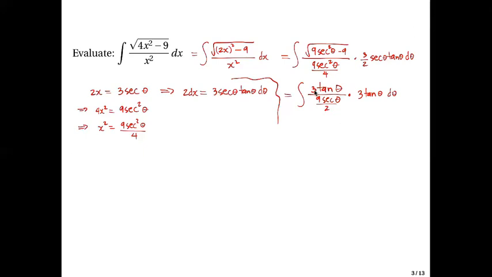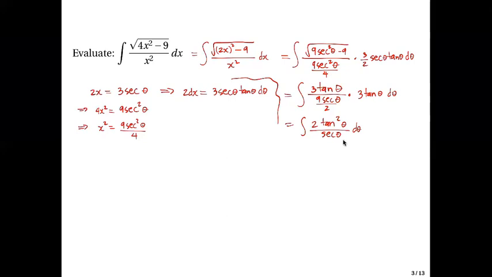And then we have this 3 and 3 in here. So that's 9, so it will cancel the 9 in here, and then we have the 2 on the denominator also. So we can simplify this now into 2 tangent squared theta over secant theta d theta.